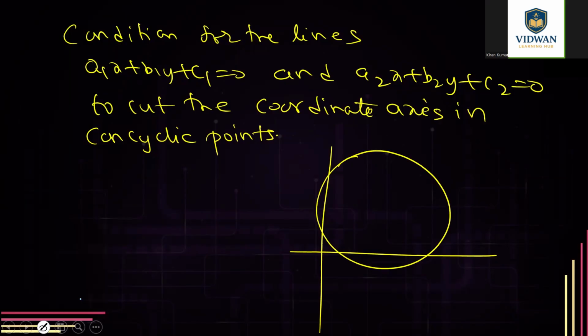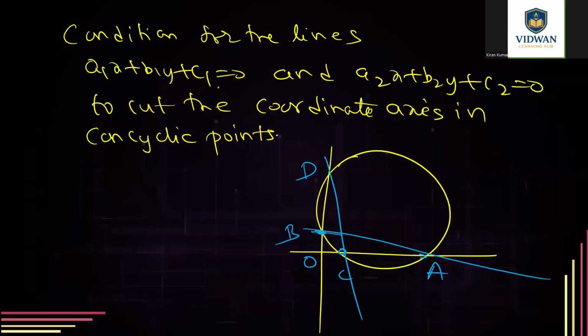So it's something like this. The first line is cutting the coordinate axis like this, A here and B here. The second line is cutting the coordinate axis maybe something like this. And those points lie on a circle. So when I say condition for the lines to cut in concyclic points, what does it mean? If the first line cuts the coordinate axis in A, B, and the second line cuts the coordinate axis in C, D, these 4 points are concyclic, they lie on a circle.